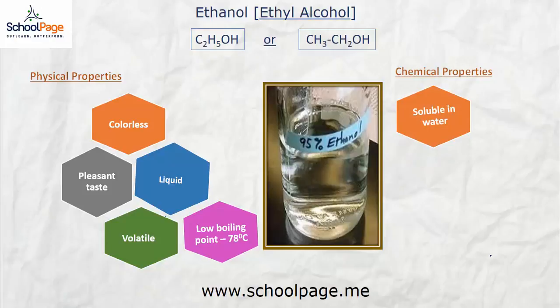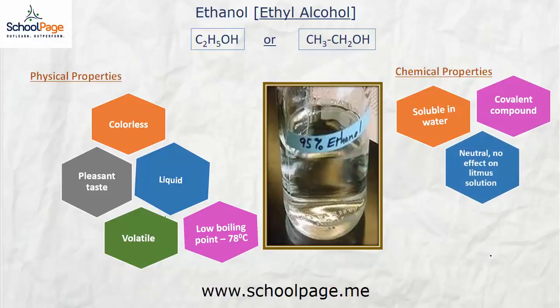Ethanol is soluble in water and is a covalent compound. Further, it's neutral and has no effect on litmus solution. We can understand this because it's a covalent compound, it doesn't give out ions, and when it doesn't give out ions, it's a neutral compound. So these are the physical and chemical properties of ethyl alcohol.